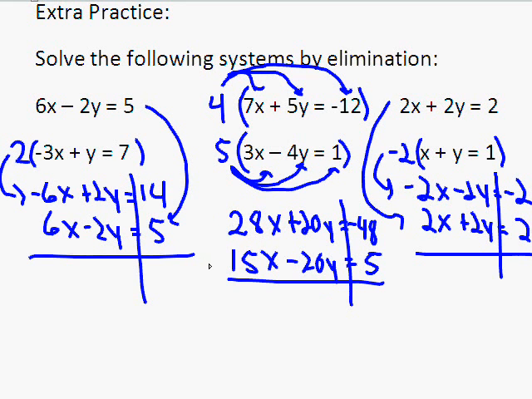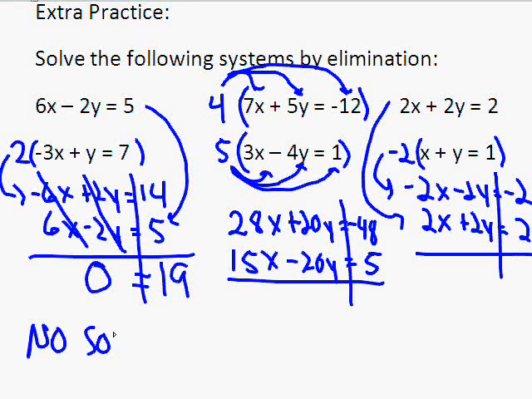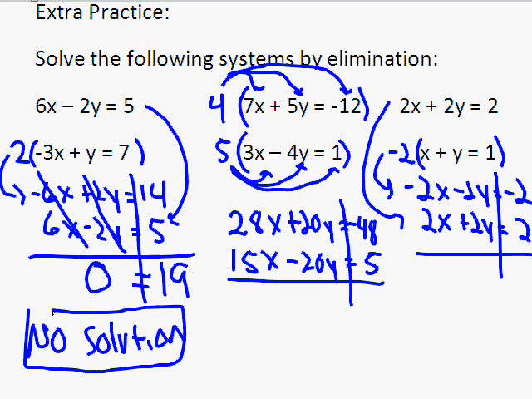I went ahead and got all the equations to the point of elimination, and on the left side equation, notice the x's and the y's cancel, leaving us with nothing, or 0 on the left-hand side, and 14 plus 5 is 19. Remember, that's not a true statement. 0 does not equal 19 when we solve the equation, so there's no solution to that first set of equations.